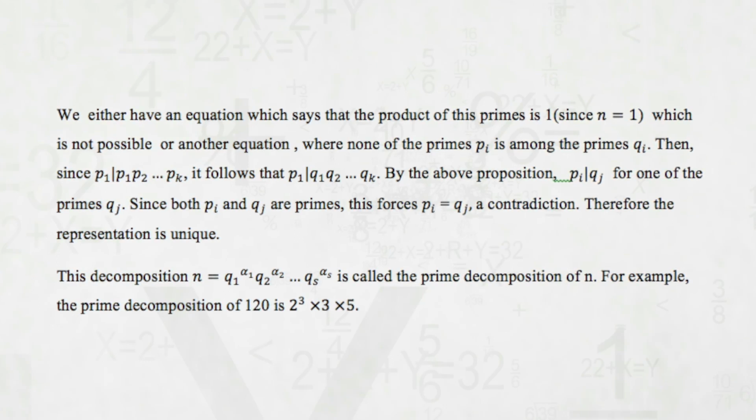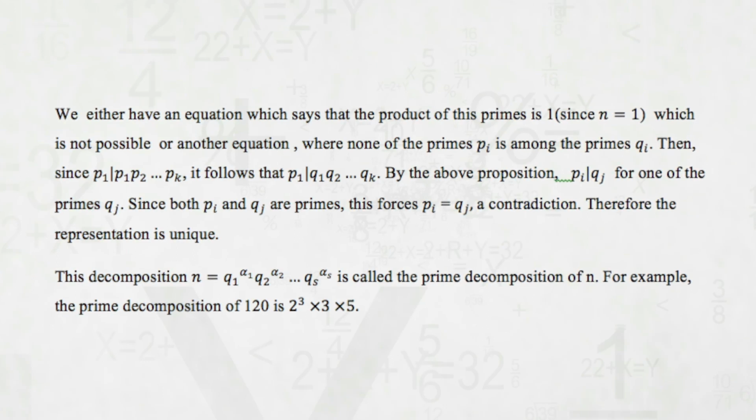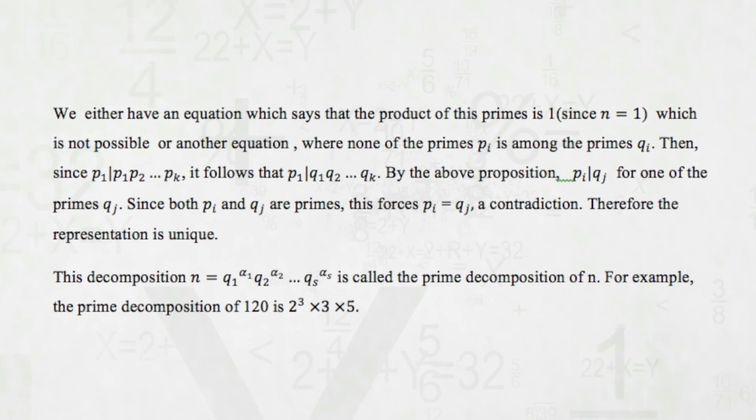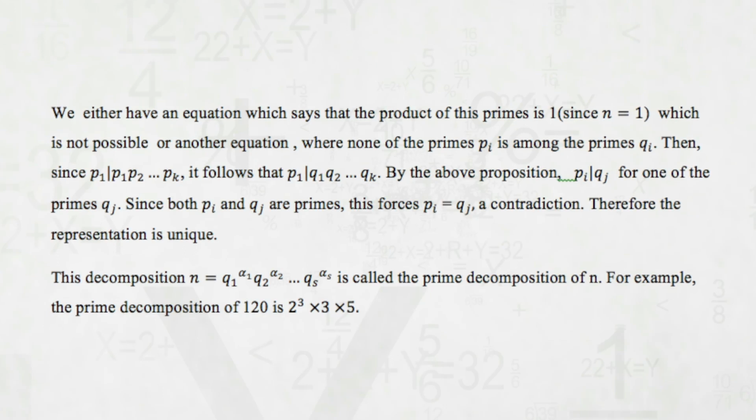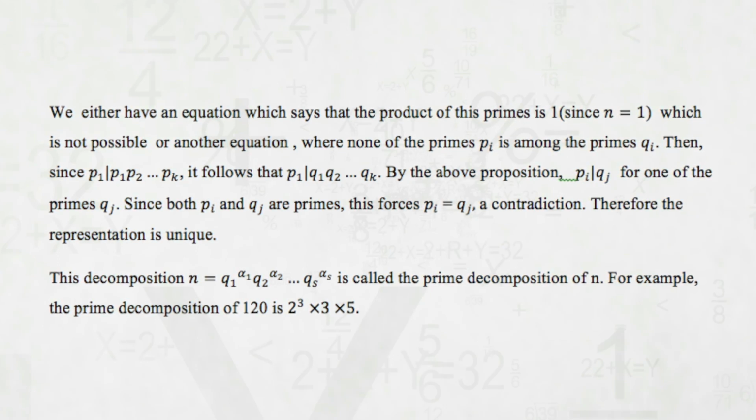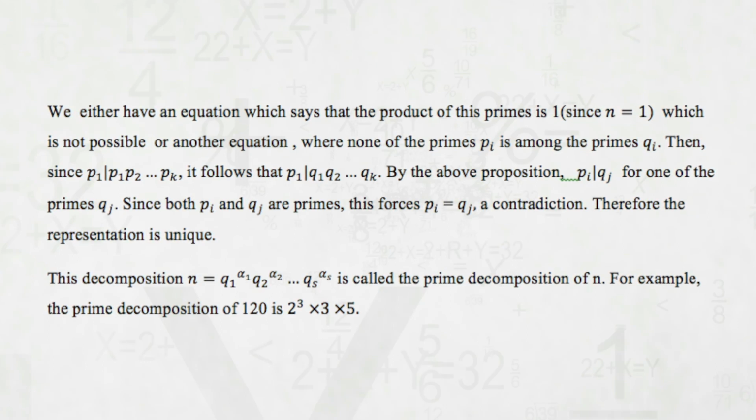Or for that matter, instead of p1 you can consider pi also. So since both pi and qj are primes, this forces pi to be equal to qj, and that is the contradiction. Therefore the representation is unique. We assumed two different ways, and now the representation becomes unique.